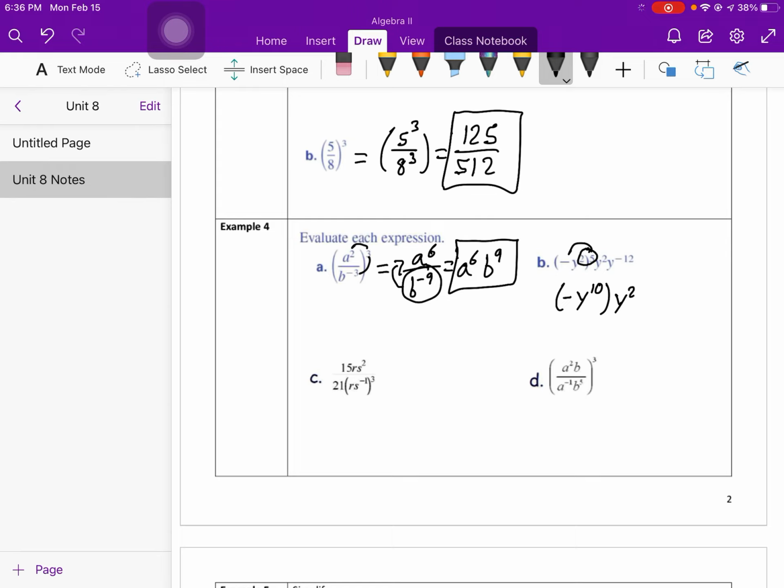Then we have y squared and y to the -12th. So what we're going to end up getting is -y to the 10th times y squared times y to the -12th. I'm just going to put the negative sign out front. We're multiplying, so we're just going to add all of these exponents. So it's going to be 10 plus 2 plus -12, which ends up being -y to the 0 power, and anything to the 0 power just ends up being 1. But since we have that negative sign, that's where we have to be careful, because the final answer ends up being -1.